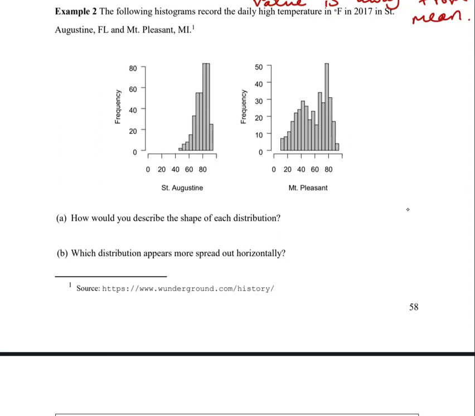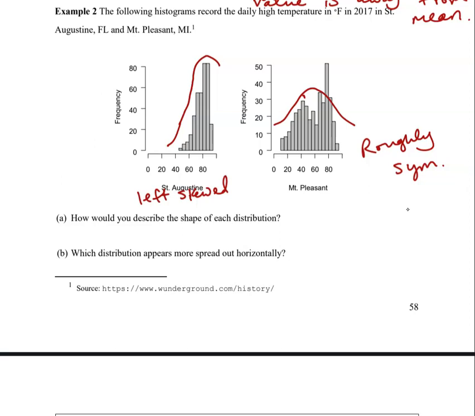I would say maybe St. Augustine, well, I'll go with left skewed. It looks to me like maybe there's a little bit of tail and then more of the data is on the right side. So we can say left skewed for St. Augustine. And then for Mount Pleasant, looks to me like it's maybe roughly symmetric. It might even be potentially bimodal because of this peak here, and then you've got another peak here. But I would say you could argue this is probably a little bit more symmetric than the St. Augustine graph. Which one, though, appears to be more spread out horizontally?